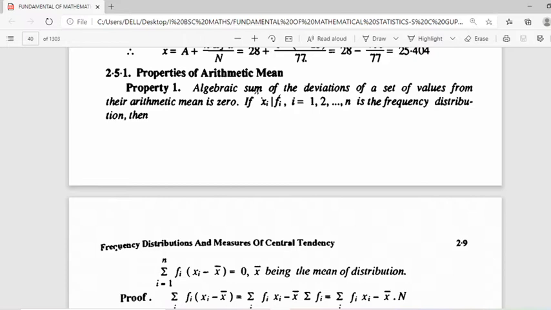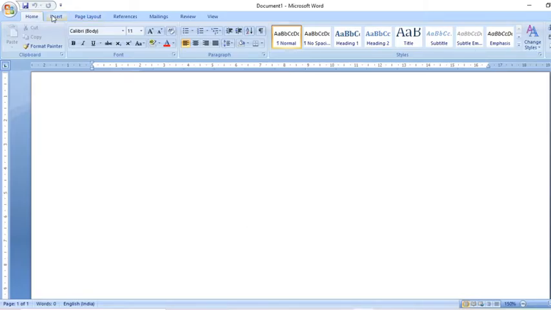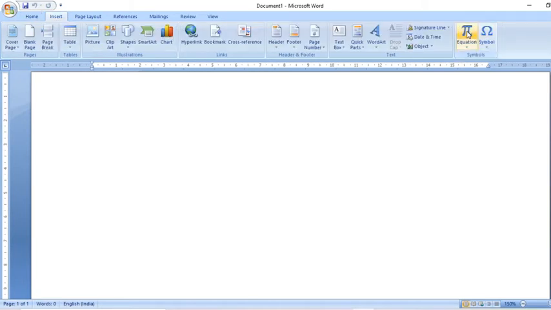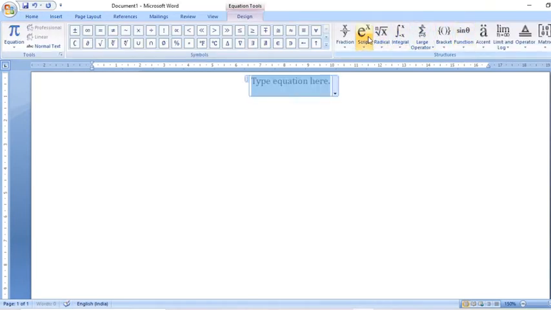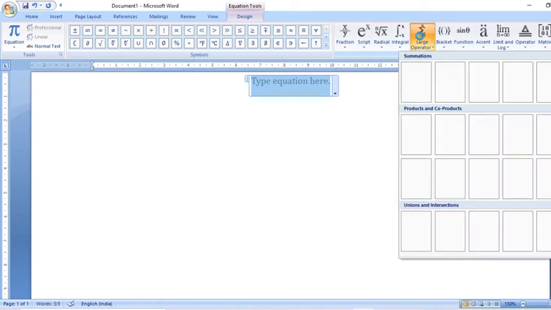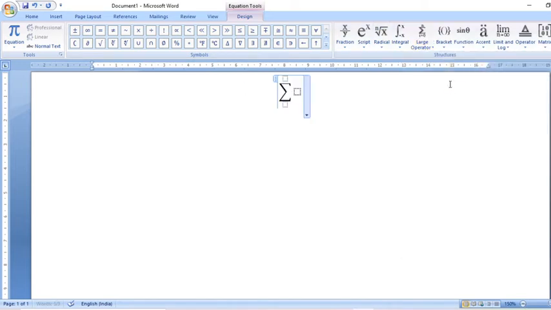The first one is: the algebraic sum of the deviations of a set of observations from their arithmetic mean is 0. Let us consider a data set and take the algebraic summation of deviations from the arithmetic mean. So what is the algebraic sum of deviations of the data from the arithmetic mean? Suppose there are n observations. So what is deviation? Deviation is exactly equal to xi minus x bar.